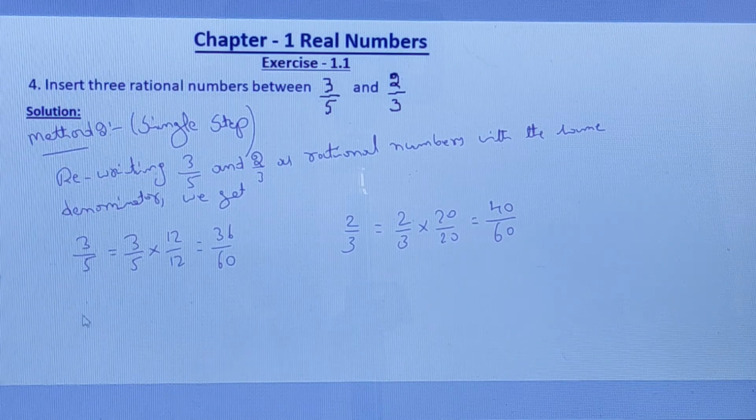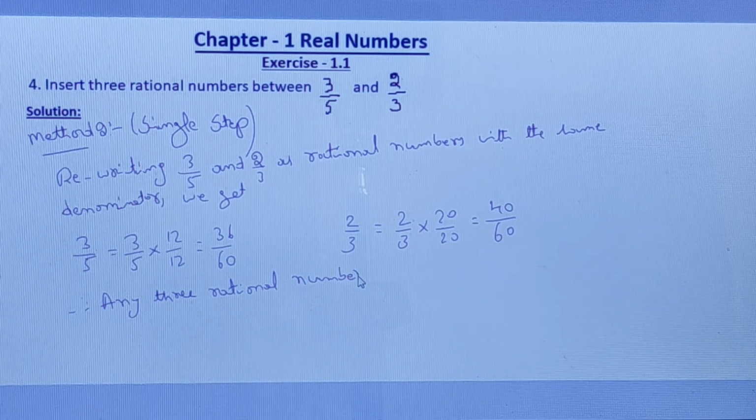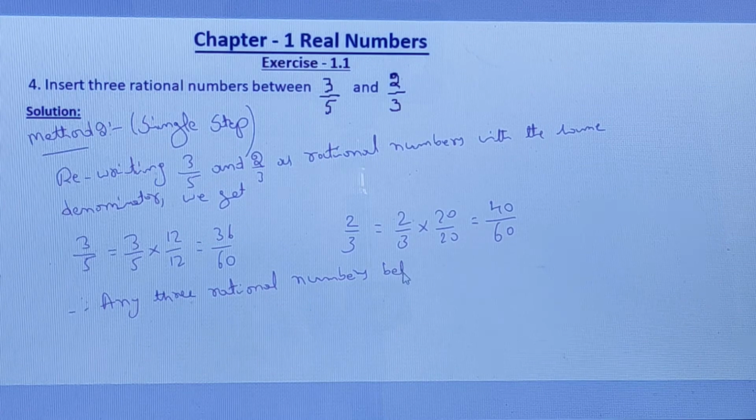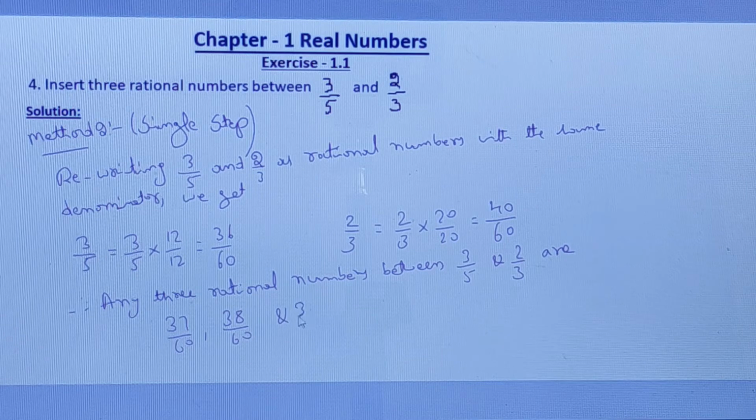So that is 37 by 60, 38 by 60 and 39 by 60 are rational numbers between these two numbers. So therefore, any three rational numbers between 3 by 5 and 2 by 3 are 37 by 60, 38 by 60 and 39 by 60.